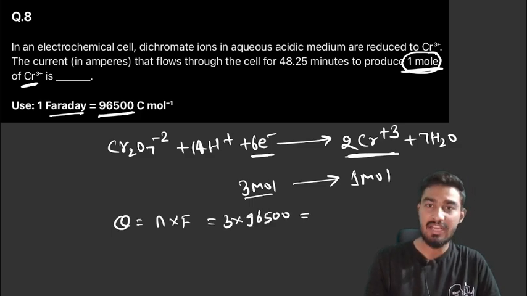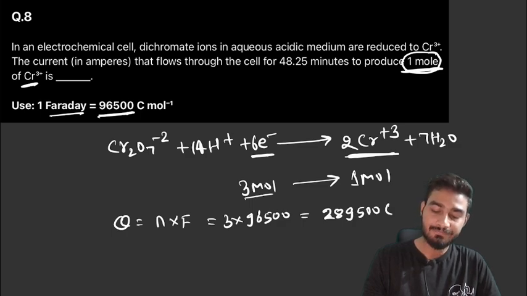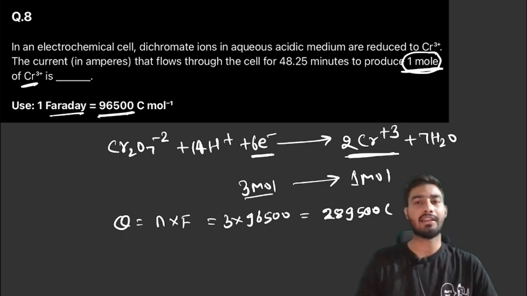Then how much charge have we passed? When we solve this, the value comes out to 289,500. I have already calculated it; you can calculate again if you want.